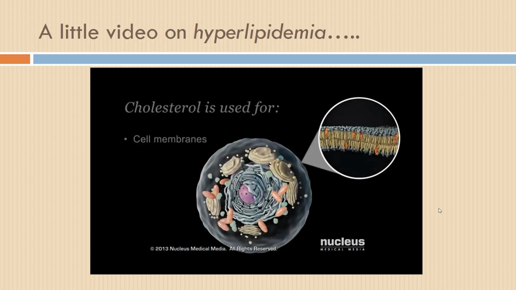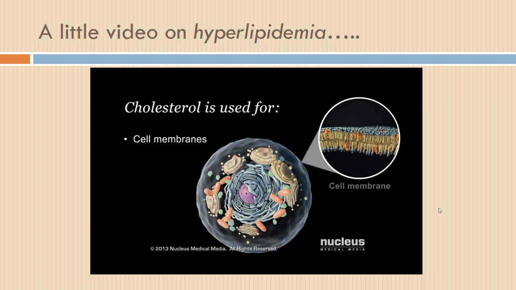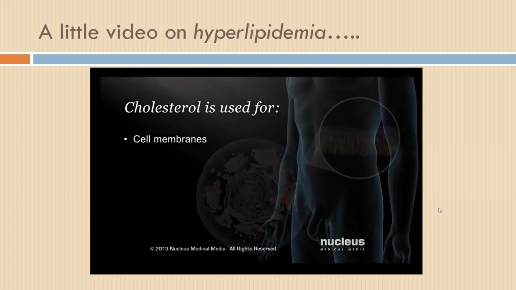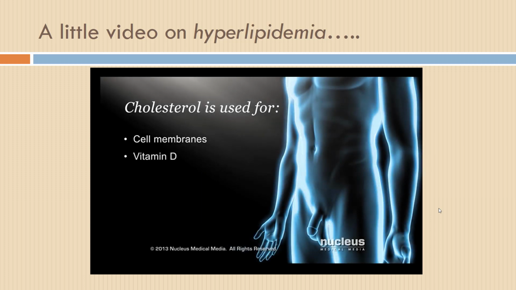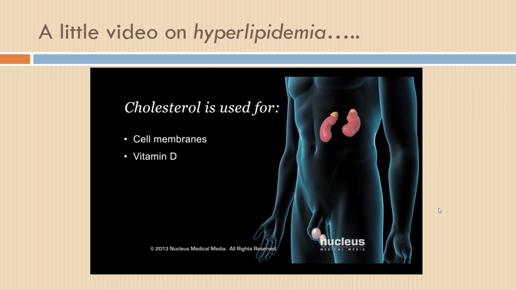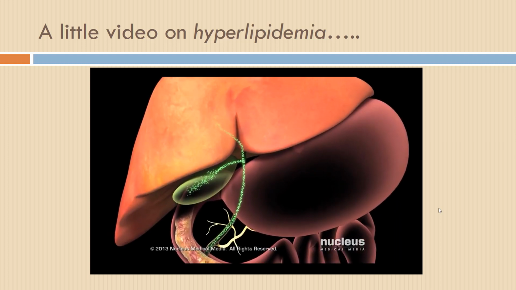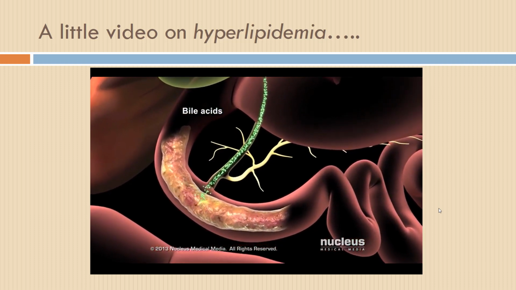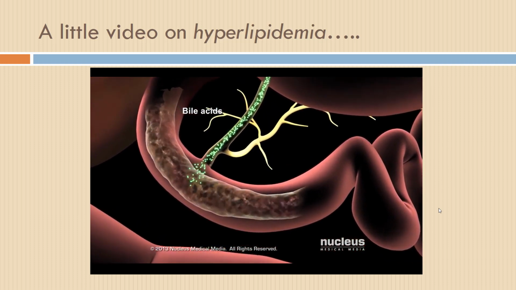The cells in your body need cholesterol as part of their cell membrane. Your skin uses sunlight and cholesterol to make vitamin D. Certain glands, such as the testicles in men and the adrenal glands, use cholesterol to make important chemicals called hormones. And your liver uses cholesterol to make bile acids, which help to digest fat in the food you eat.